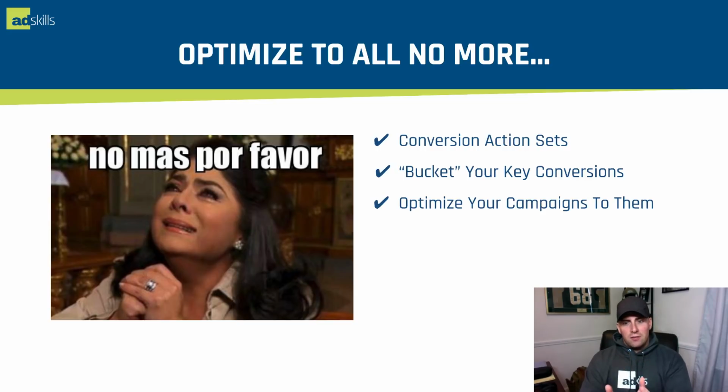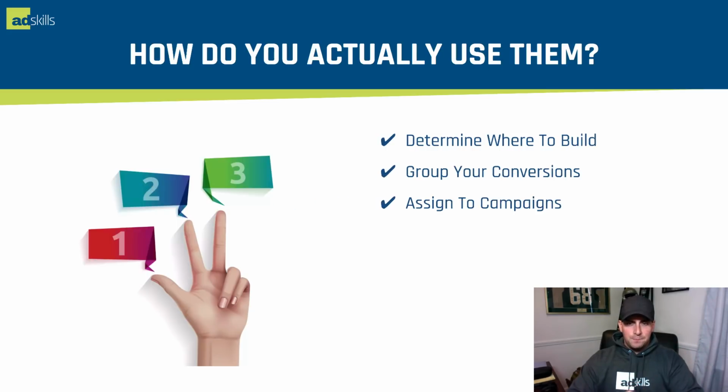We can go through and bucket things together and optimize our campaigns to target all of those types of conversions at the same time. In addition, if you were trying to get people to take the first 2 steps, let's say in a 3-step funnel, and you want to optimize for both of those, you're welcome to do that. It's really just giving us options to say we can optimize for a single conversion or we can bucket them together. So how do you actually use these things?